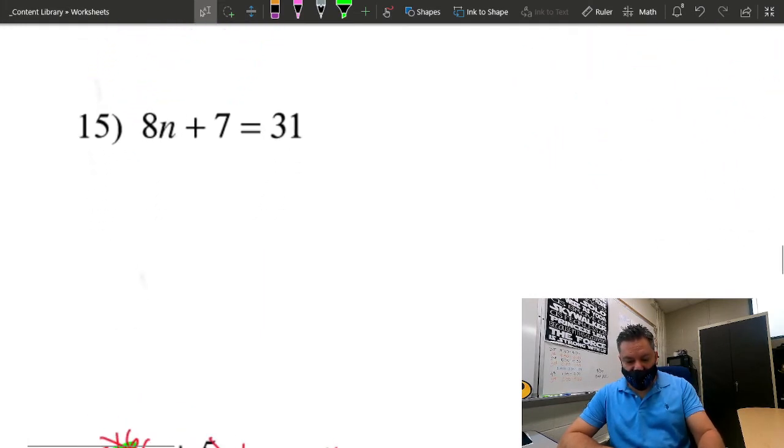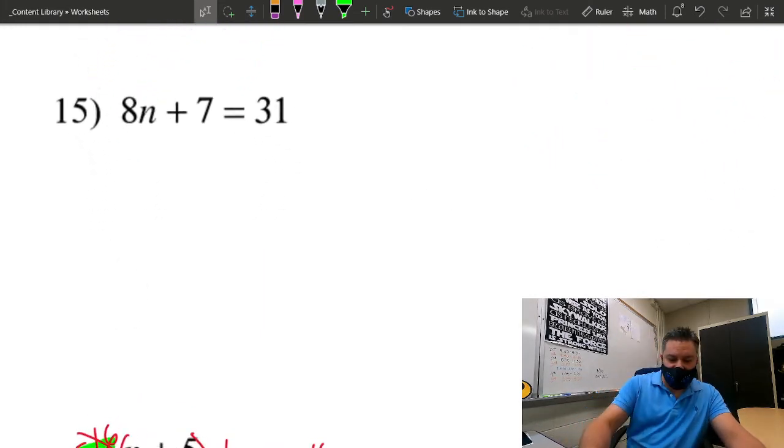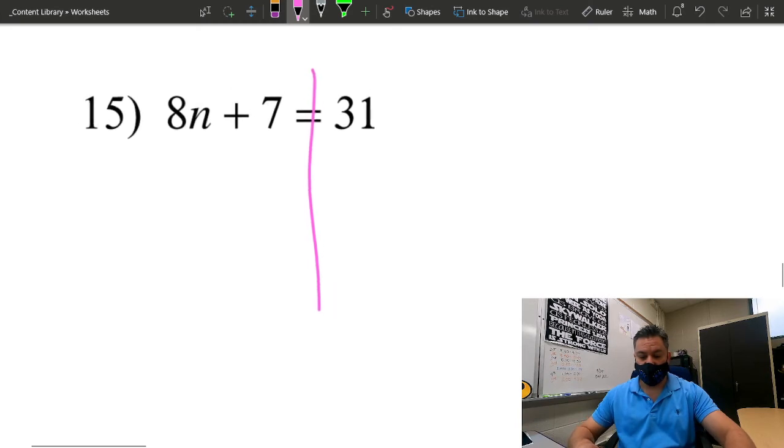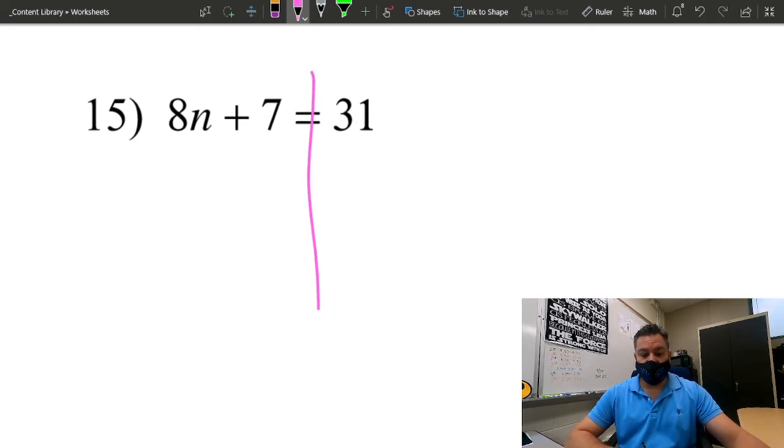Number 15. That's an easy one. I shouldn't even do it because it's so easy. It's super simple. Y'all tell me, what's my first step? 31. You do the 8. What about the 7? What are we doing with the 7? What's my first step?